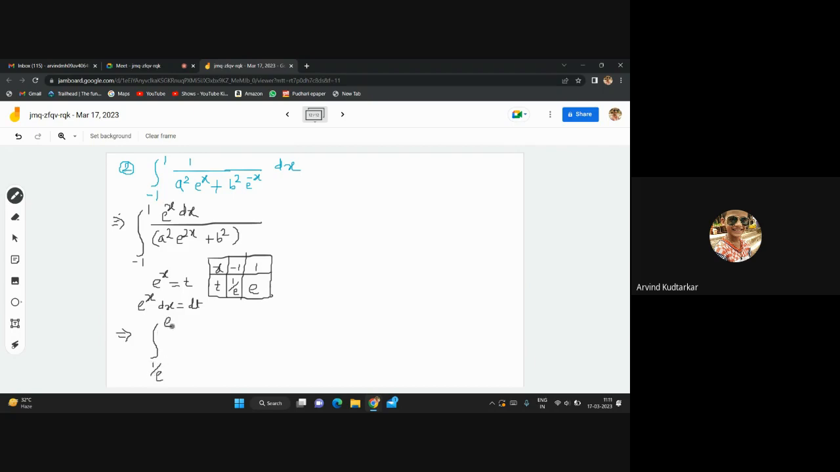to e raised to x dx क्या असणार? dt is there. It is dt upon e square. e raised to x क्या असेल? t means e raised to 2x क्या असेल? t square. t square plus b square is there. So we have the result of t square plus a square.